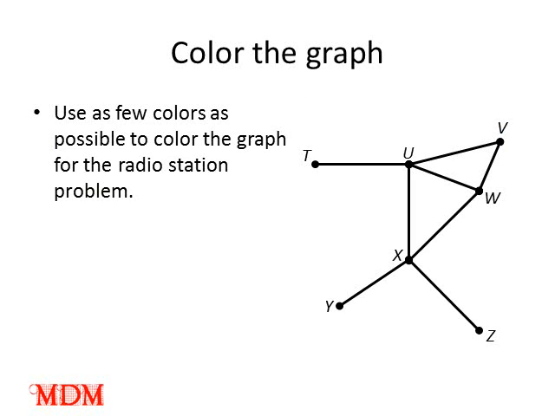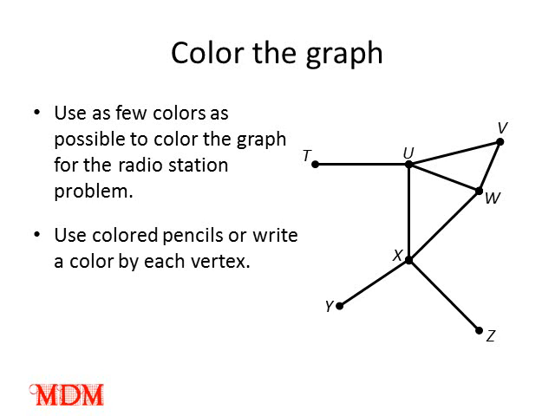Now use as few colors as possible to color the graph for the radio station problem. That is, assign a color to each vertex so that any two vertices that are connected by an edge have different colors. You can use colored pencils or just the names of some colors to do the coloring. Color or write a color code next to each vertex. Try to use the smallest number of colors possible. Pause the video.